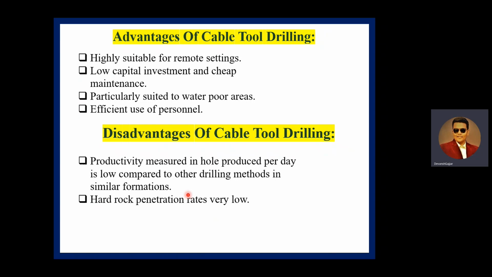Suppose we can drill about 8 feet per hour in a sandstone formation, then with cable tool we might drill only about 1 to 2 feet. So it is a time-consuming method. The hard rock penetration rate is very slow. Since the rock is very hard, the bit does not have sufficient weight or strength to break the rock into small chips.